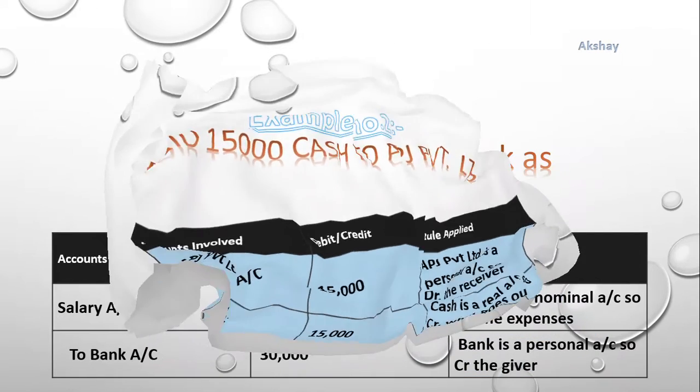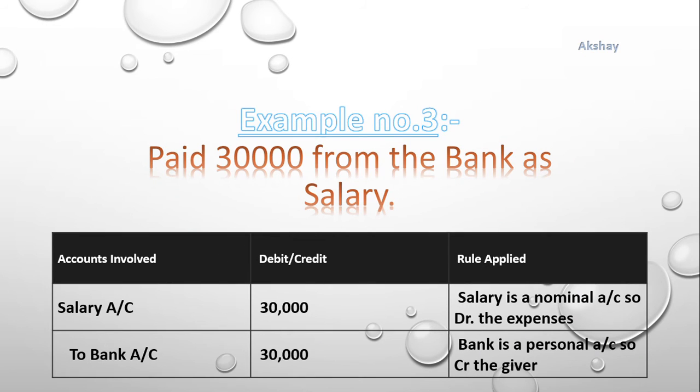Okay, friends, now my last and final example will be this: paid 30,000 rupees from the bank as salary. The journal entry will be salary account debit. Salary account is a nominal account, so we debit all expenses, and since bank is a personal account, we credit the giver, bank. Our bank balance is reducing here, so we need to credit the bank. So the entry will be salary account debit to bank account by 30,000.